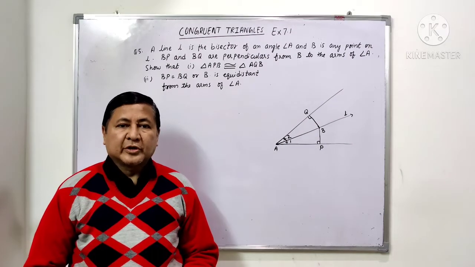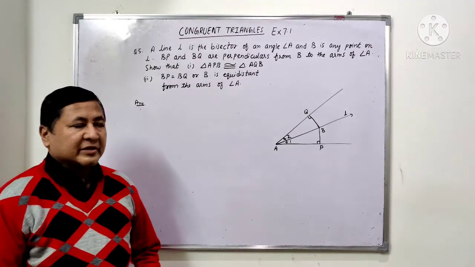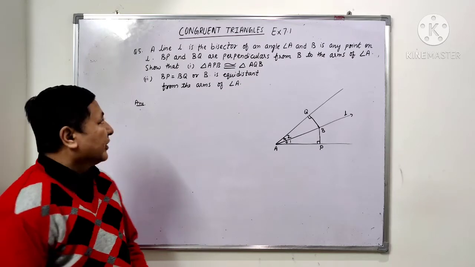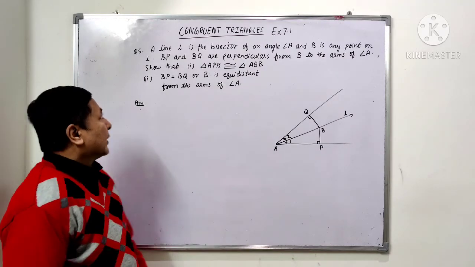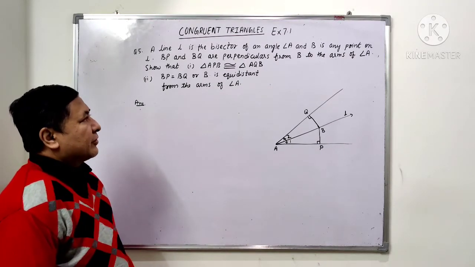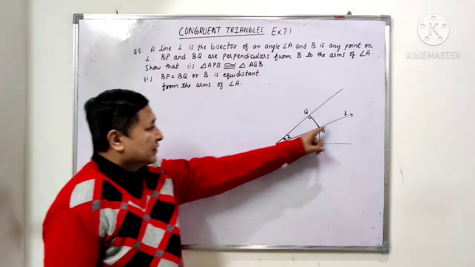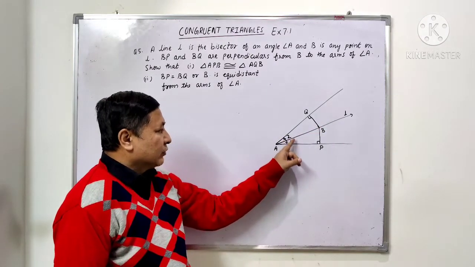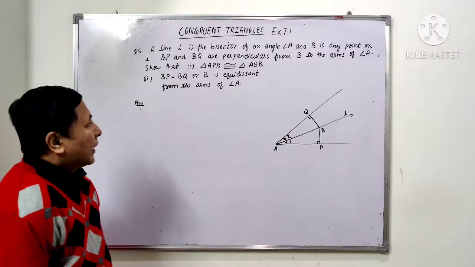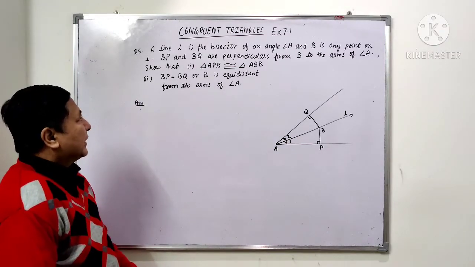Hello students, today we are going to continue exercise 7.1. This is question number 5 of the chapter. A line L is the bisector of an angle A. This line L is the bisector of angle A, that means angle 1 and angle 2 will be equal. And B is any point on L.